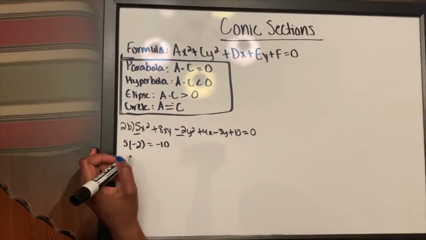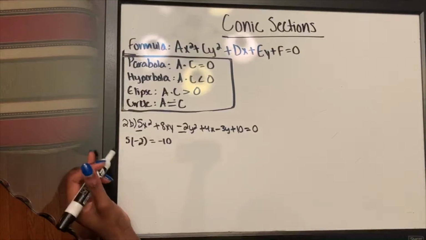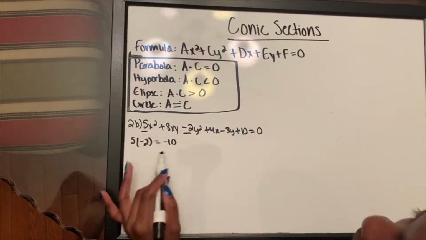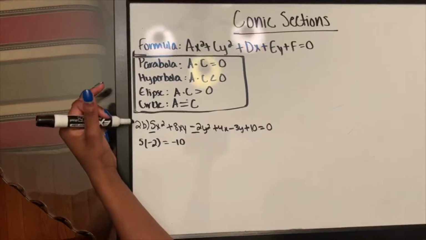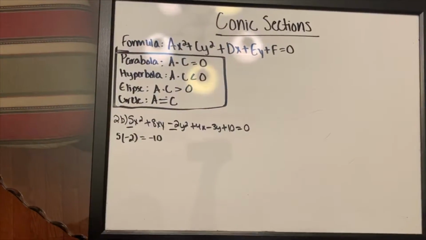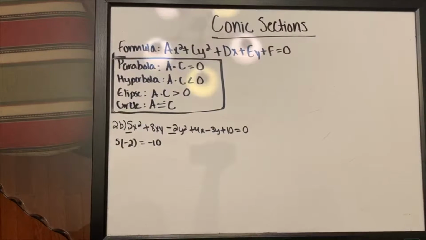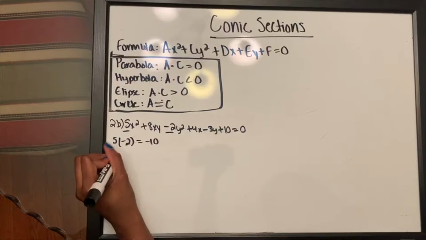So the ellipse, A times C would have to be greater than 0, but in this case it would not be, because when you multiply A and C, you get -10. And then lastly, for the circle, A would have to be equal to C, and as you can tell, they are not equal. Okay, so a next example we could try would be 2f.